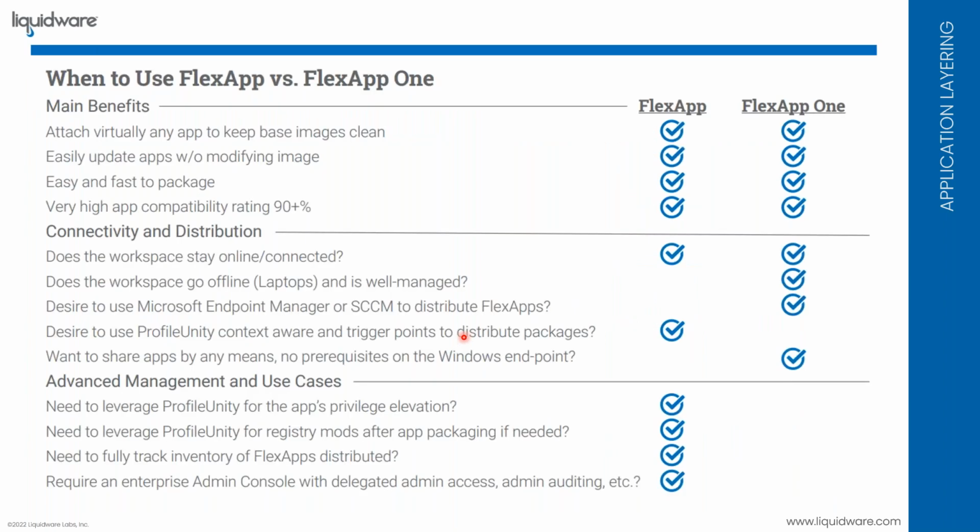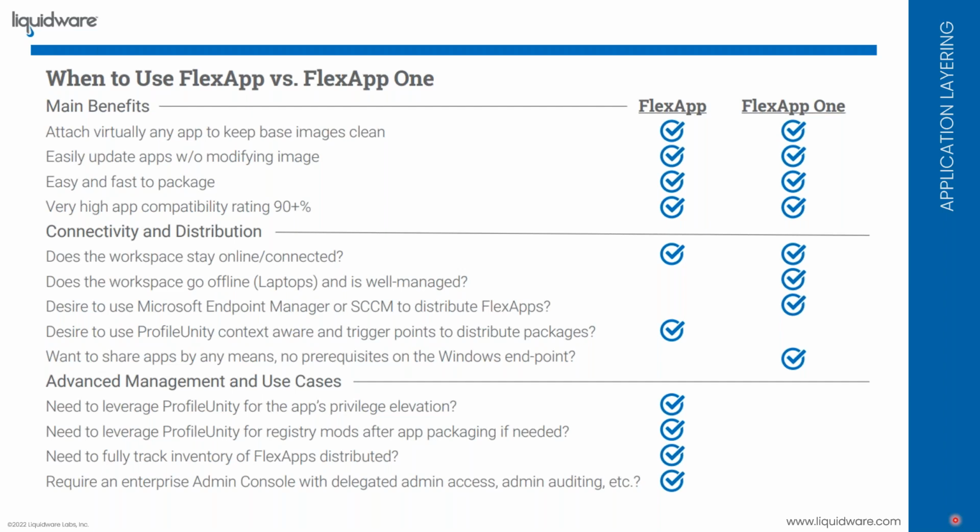Next slide. If you're wondering when to use FlexApp and when to use FlexApp One, this is a good comparison there. So FlexApp One is the self-contained version of our application attachment. So you've packaged up an app, maybe it's Adobe Creative Suite, the whole thing, or one piece of it, or any app that you like. We have a very high compatibility rating to do that with, and you want to distribute it out. There are several cases where you could use either FlexApp One or FlexApp, and that's you get the main benefits of keeping those images pristine and clean.